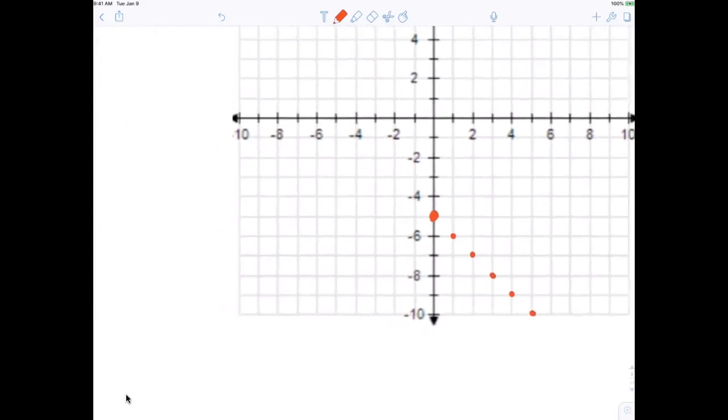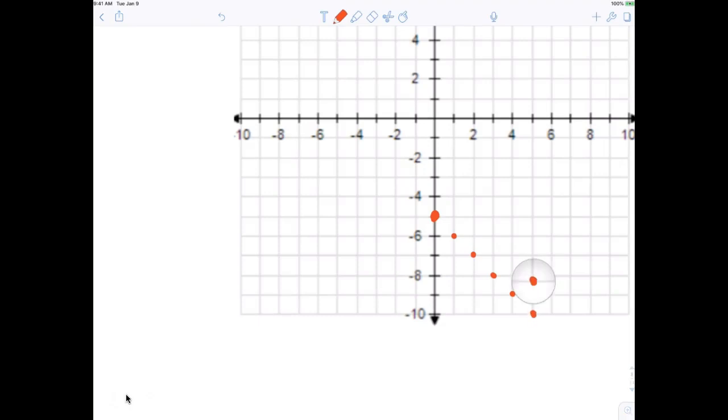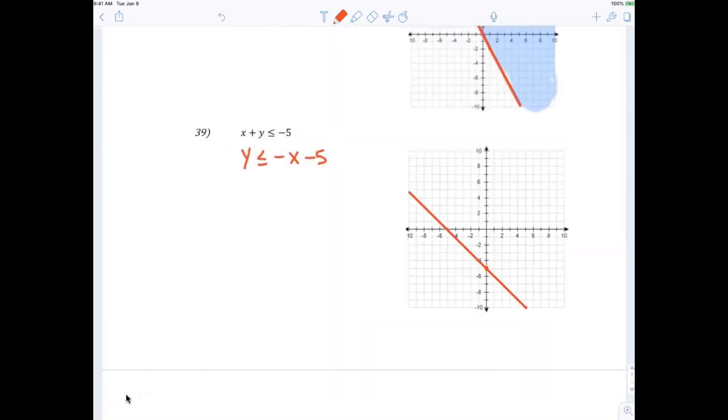And now solid, right? And now which way are we shading? Above or below, remember? Below, right? Because we're less than. Above is greater than, below is less than. So we'd be graphing below. Any issues? All right.